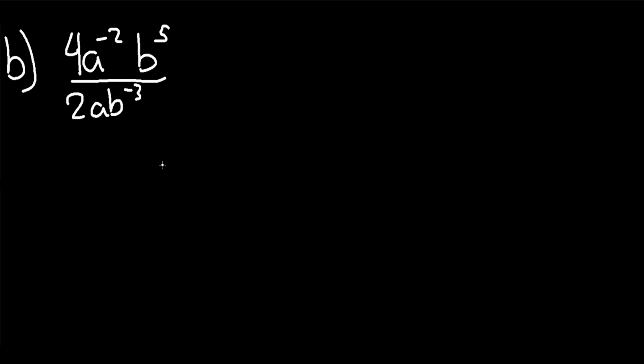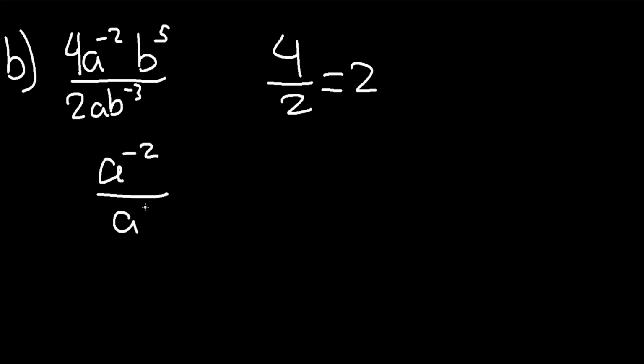So now for b, first we can simplify the coefficients. So we know that 4 divided by 2 is 2. And now we can simplify the powers of a. So a to the power of -2 over a to the power of 1 is the same as a to the power of -2 minus 1, which is a to the power of -3.